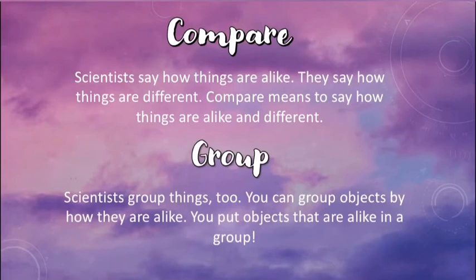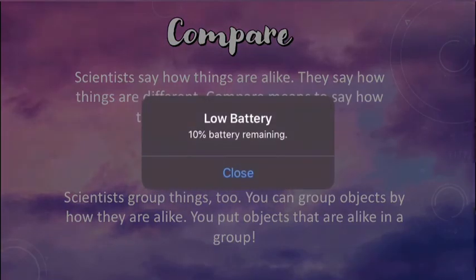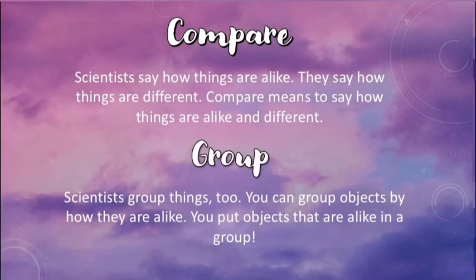Then compare and group. Scientists say how things are alike. They say how things are different. Compare means if you have two things which have some similarities and some differences. And then the other term is group. Scientists group things, like you have things from a different domain and you make a group of them. How do you make a group of certain things? For example, you have apples and you group them according to their size because some are small and some are big. And you compare them by looking at their color. One is green and one is blue. This is the difference. But they both are apples. This is a similarity. Or they both are big. So this is a similarity.